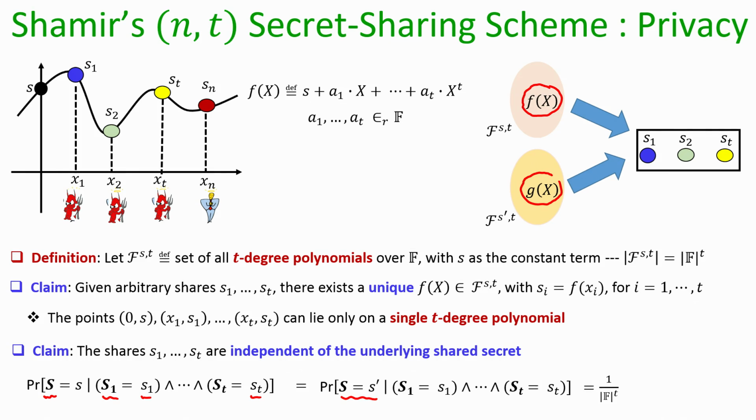That means, from the viewpoint of the t shareholders, in this case the first t shareholders, with equal probability the shares s1 to st could have come from the secret s or from the secret s prime. The adversary is completely clueless whether it is the secret s or the secret s prime which is shared, and that formally proves that Shamir secret sharing satisfies the requirement of n comma t secret sharing.